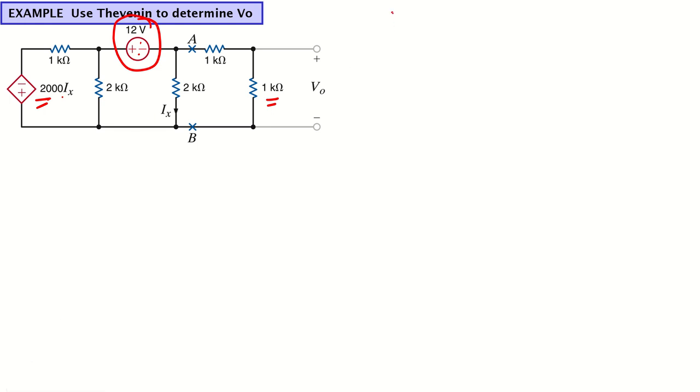Our target is to calculate RThevenin and VThevenin. RThevenin is VThevenin divided by the short circuit current. So we need to find these two things. Once we know them, we can find the RThevenin. And once we have RThevenin, we can get the Thevenin equivalent circuit.